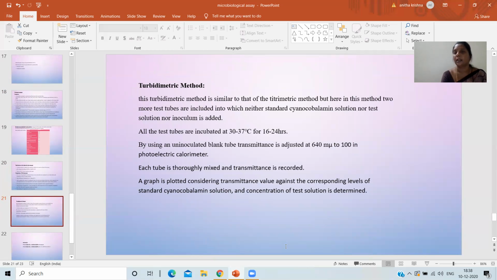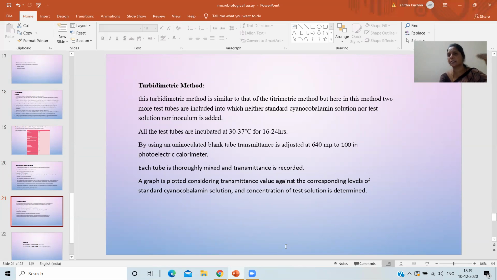Then the turbidimetric method. This method is similar to the titrometric method. The only difference is that here we need to take 2 more test tubes in which neither standard cyanocobalamin solution, nor test solution, nor inoculum is added. You just add your basal stock solution and water. All the test tubes are incubated at 30 to 37 degrees for 16 to 24 hours. Then, using an uninoculated blank solution, you adjust the transmittance to 640.